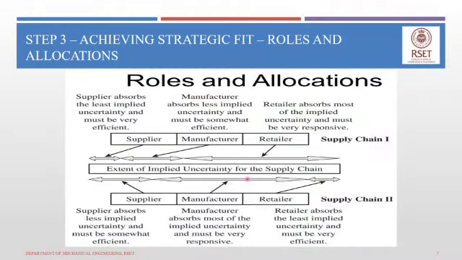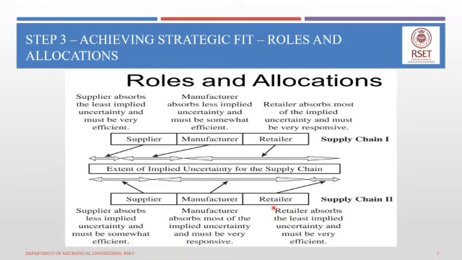So take an example here. We have supply chain 1 for a firm that deals with some product X and supply chain 2 for a firm that deals with some product Y. The level of implied uncertainty faced by these two supply chains is the same. The extent of implied uncertainty is given by this box. The length of this box basically shows the level of implied uncertainty faced by both supply chains 1 and 2. Both of these supply chains have the supplier, manufacturer and the retailer.